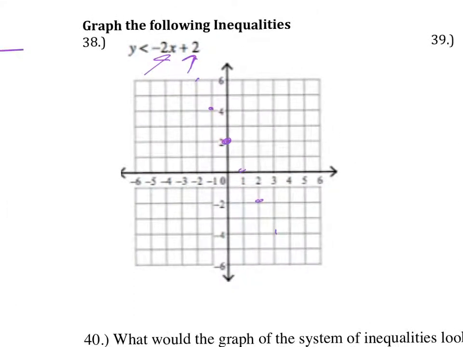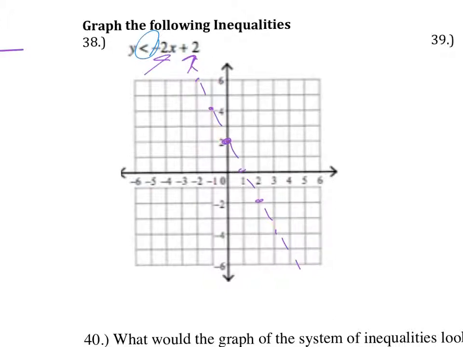So once we plot our points, we are going to look at our inequality symbol, which is less than. So since it is a less than inequality, we are going to represent this with a dotted line at our points. So it means that we are not including those values. So it's a less than symbol.